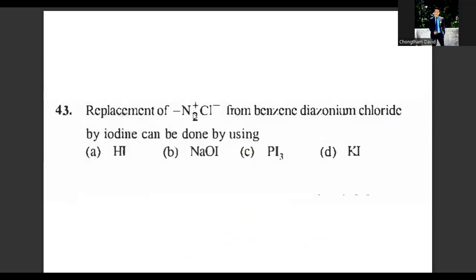Okay, question number 43. Replacement of the diazonium group from benzene diazonium chloride can be done via which of the following reagents? It can be done by adding potassium iodide. The solution for question number 43 will be option number D.